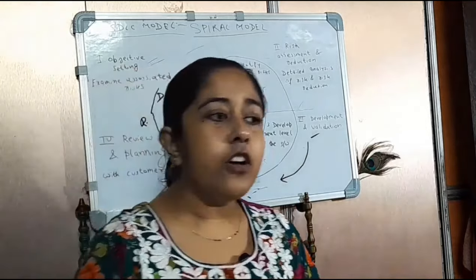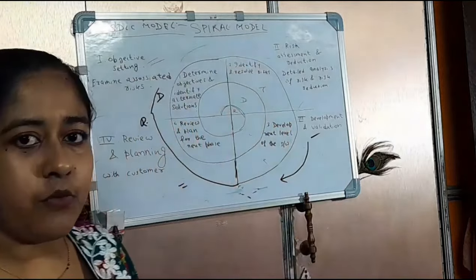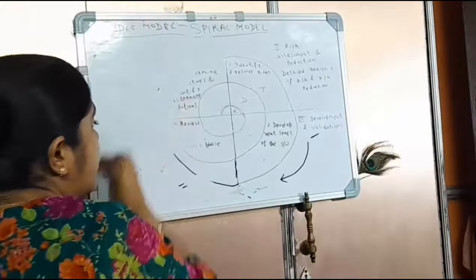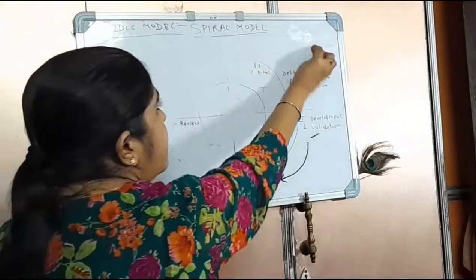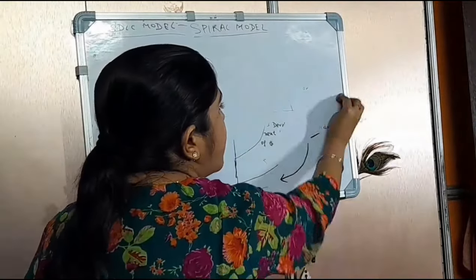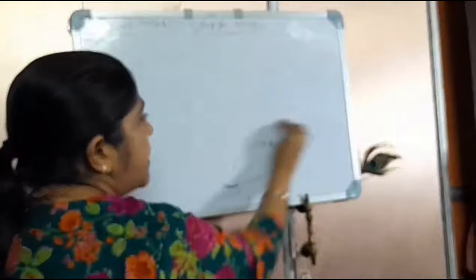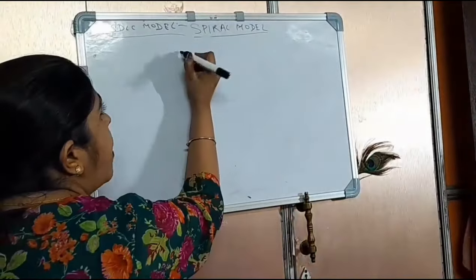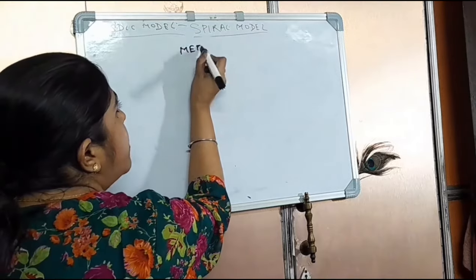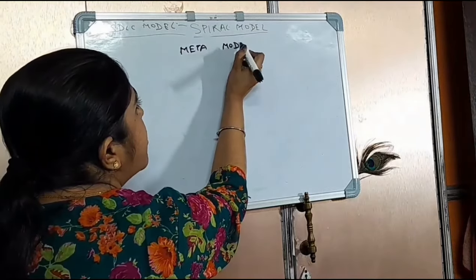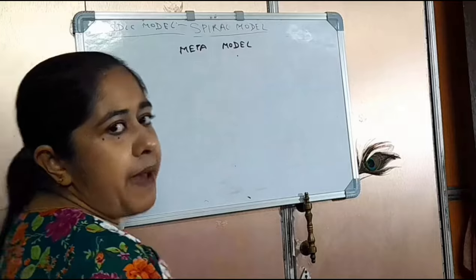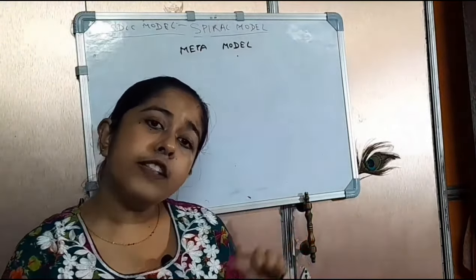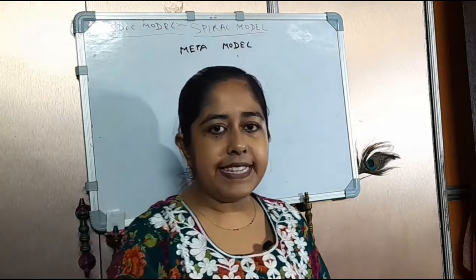Okay, clear? So this is what our spiral model is. Now, one thing about this spiral model, the question which comes every time, is that this spiral model is known as a meta model. Why is this spiral model known as a meta model? Since this spiral model contains or encompasses all the other SDLC models.